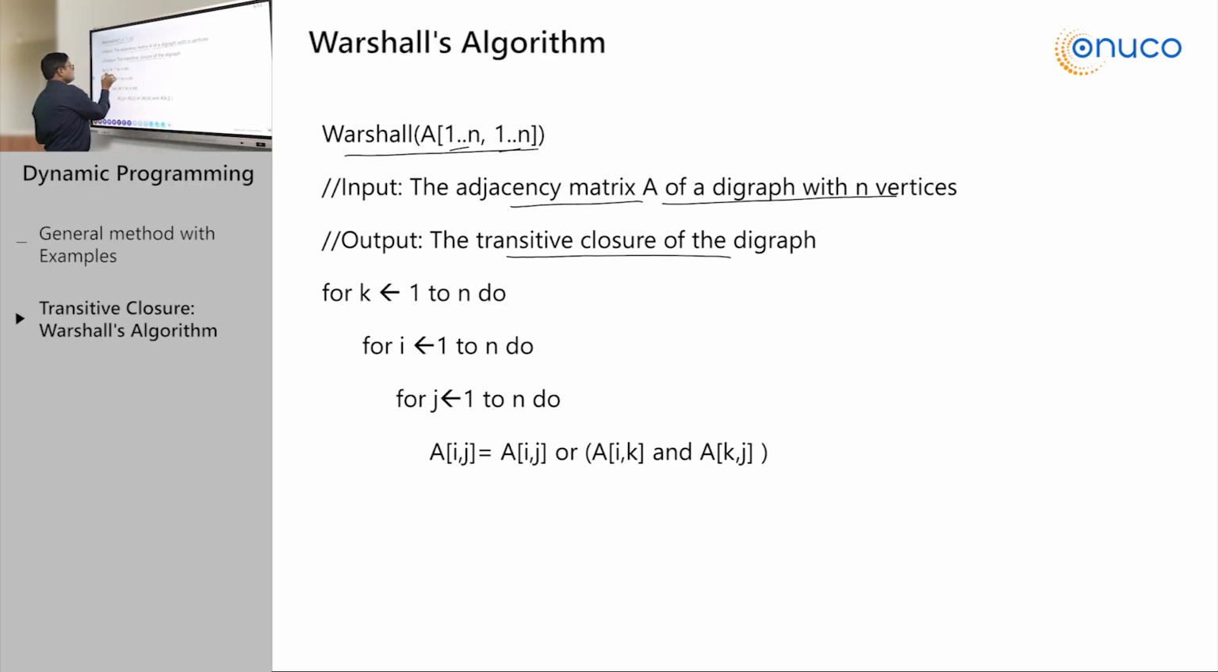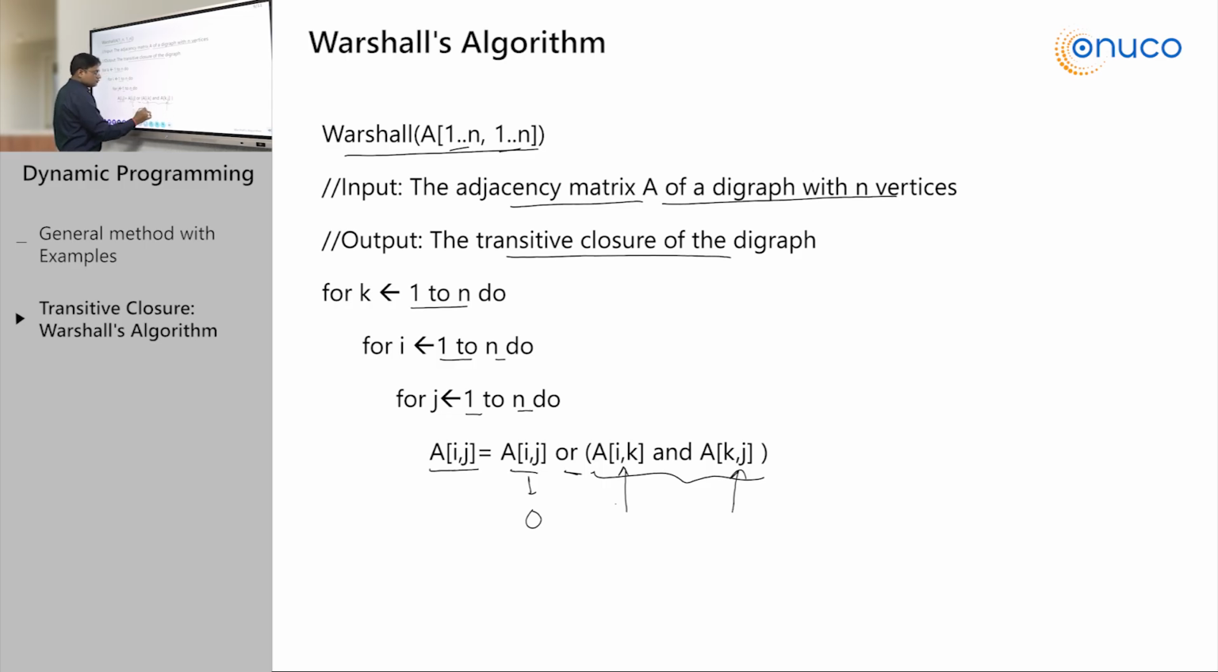Now here we are having the loop k equal to 1 to n, first the k loop, then i equal to 1 to n, j equal to 1 to n, and we are going to check A of ij in the matrix. If it is already 1, then it will not go and check these conditions, not required. If this is 0, then we must go and check A of ik and A of kj.